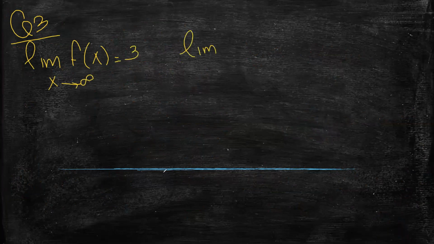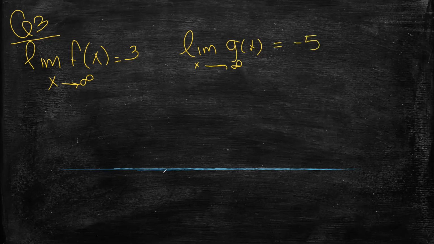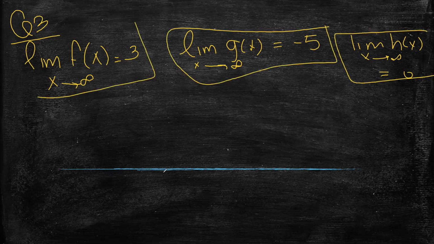Question 3 here. If you have limit f of x when x approaches infinity is equal to 3, and limit g of x when x approaches infinity is equal to negative 5, and limit h of x when x approaches infinity is 0. These are the three given limits here.